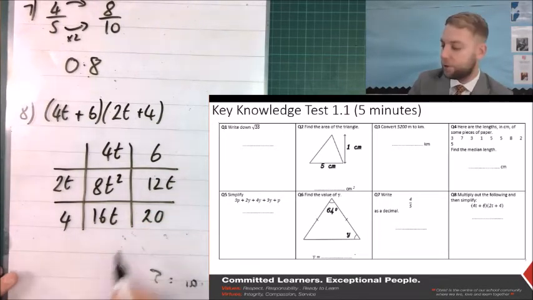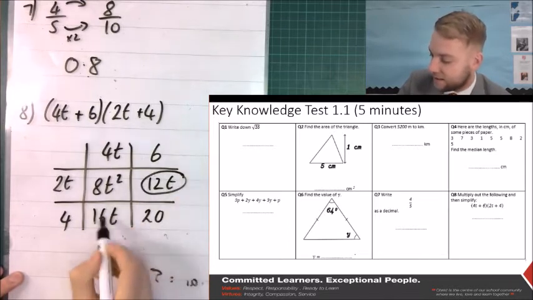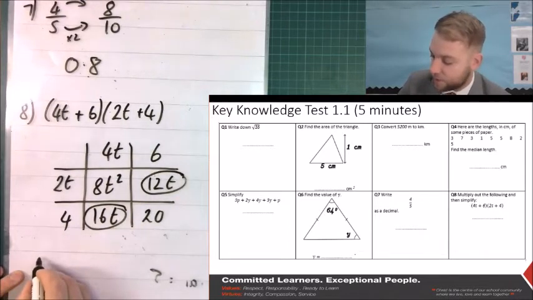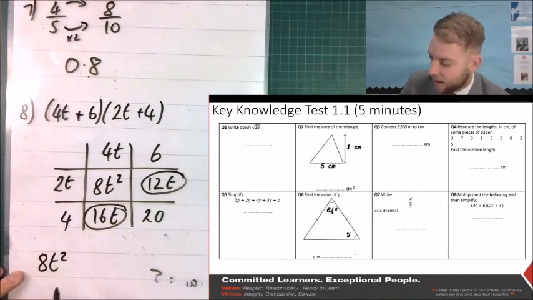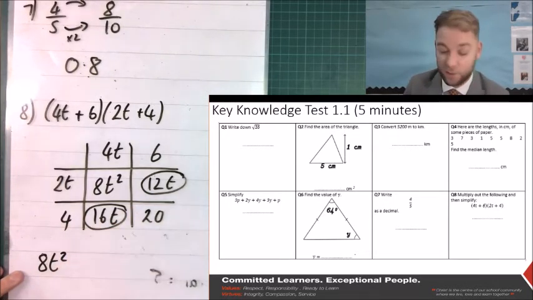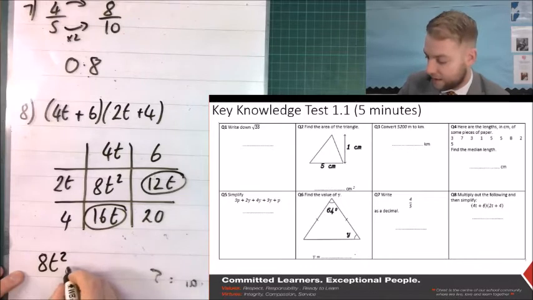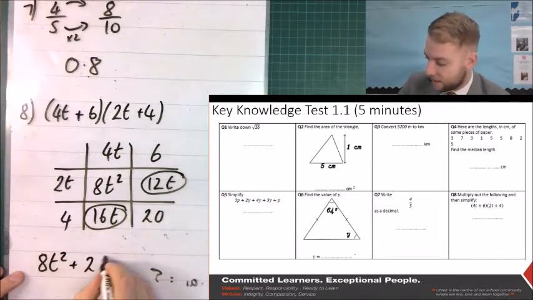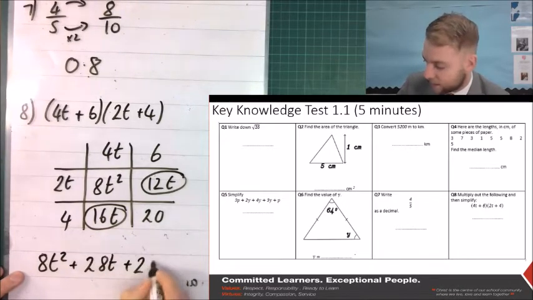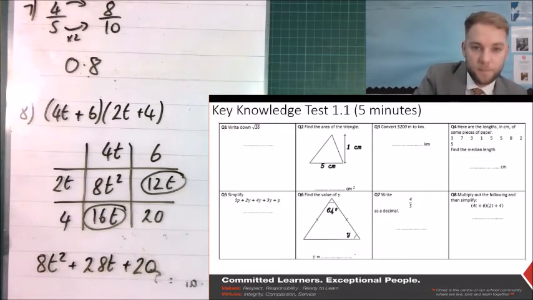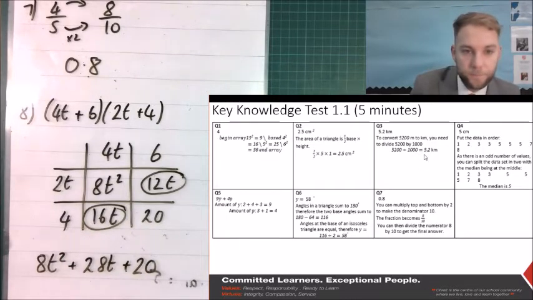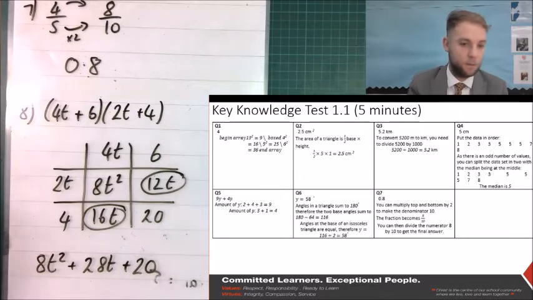Now the only ones I can bring together are the ones which are the same, which are this t and this t. So it's going to be 8t squared, 12t plus 16t. Well, 10 is 20, 6 and 2 is 28. So 28t plus 20. Let's just check those answers. Brilliant. Okay.